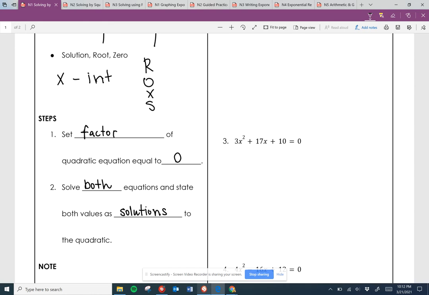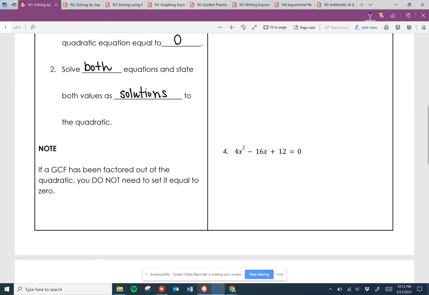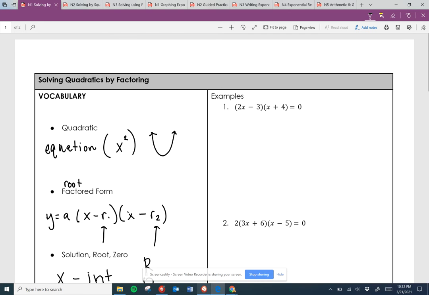Okay, so it says down here, special note, that if a GCF has been factored out, we do not need to set that part equal to 0, okay? So if we do have a GCF at the beginning, we don't have to worry about setting that part equal to 0, okay? So let's go up to the top and look at a few examples.